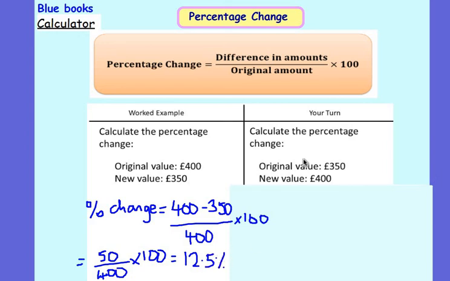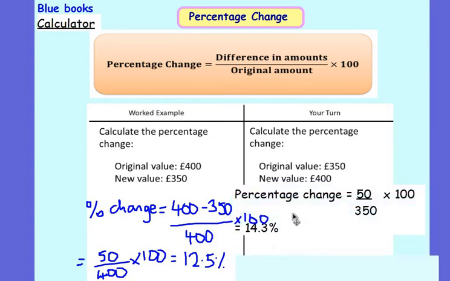Over to you, Year 8. In your dark blue books, can you have a go at this one? This time the original value is 350 and the new value is 400. Using the equation at the top, can you work out the percentage change? Pause the video for a couple of minutes and work that out now.